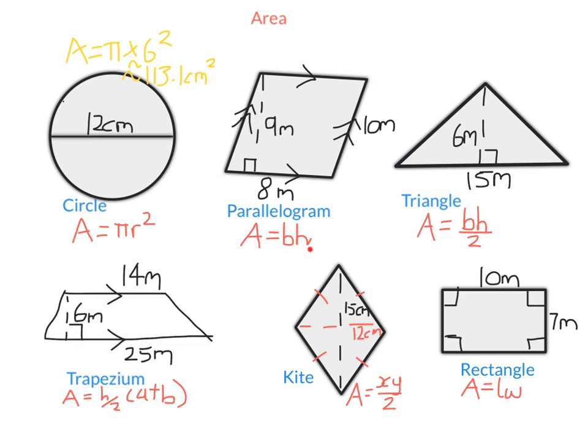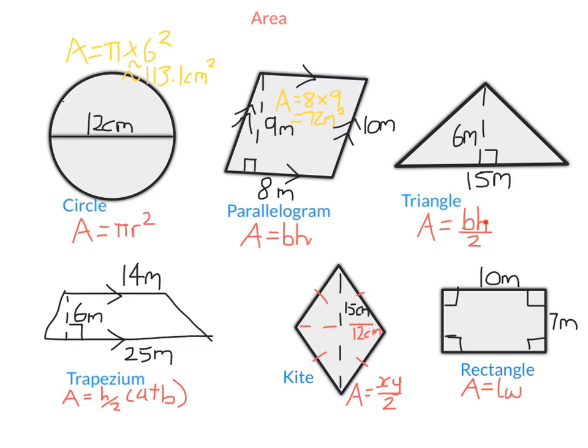The formula for area of a parallelogram is base times perpendicular height. So this 10 here has nothing to do with the area. The area of this shape is just 8, the base, times the perpendicular height, which is 9. 72 meters squared. Now, I don't know why, but people always seem to want to divide by 2 for the area of a parallelogram. You do not divide by 2 for the area of a parallelogram.